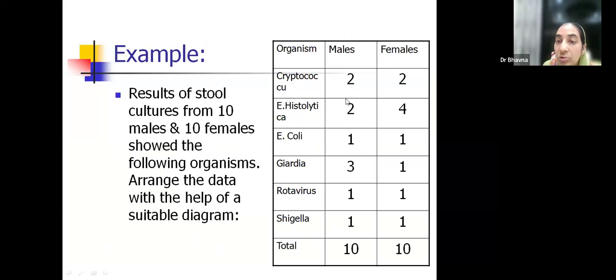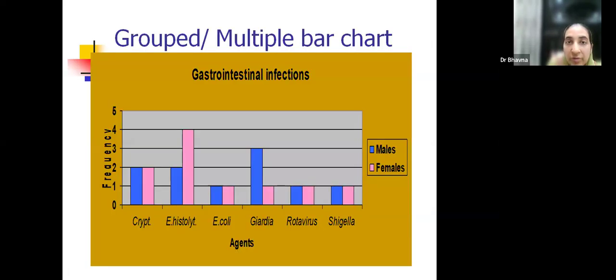Now, what are we doing? Whatever the frequency that was written here, 2, 4, 6, we are now dividing into males and females. So there were a total of 4 cryptococci cases, out of which 2 were males, 2 were females. 6 cases of E. histolytica, out of which 2 are males, 4 are females. E. coli 2, 1 male, 1 female, and so on. Total 20 cases, 10 males, 10 females. So now, what is the type of diagram that we draw? We draw a grouped or a multiple bar chart.